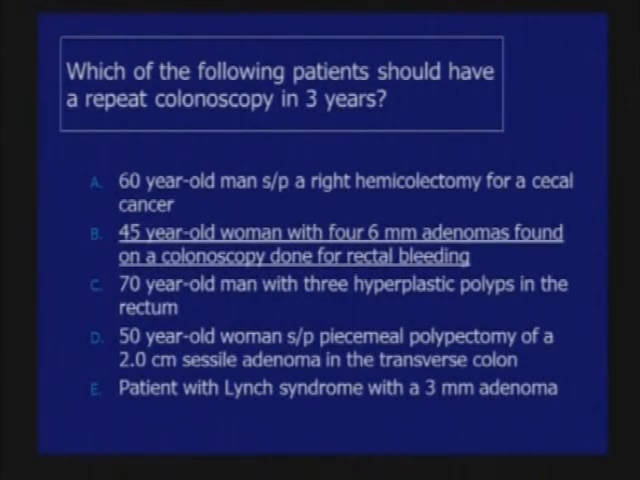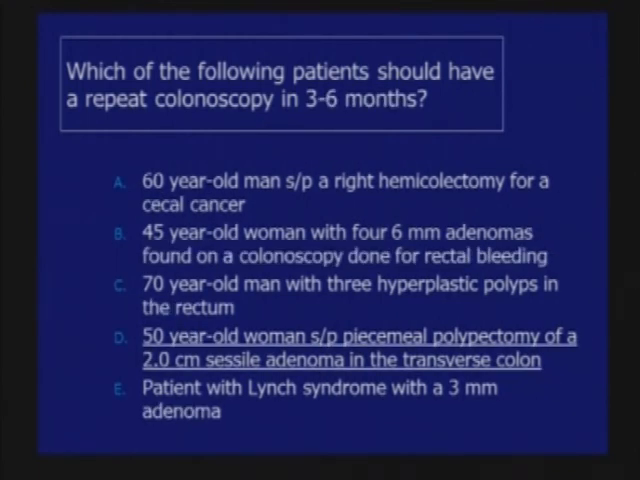Which one of these patients should have a repeat colonoscopy in 3 years? So it's the multiple adenomas. So more than 3 adenomas, you need to bring them back in 3 years. And in the 3 to 6 months, we've also talked about the sessile adenoma in the right colon that is removed piecemeal, needs to be brought back to make sure that you've taken the polyp out completely.